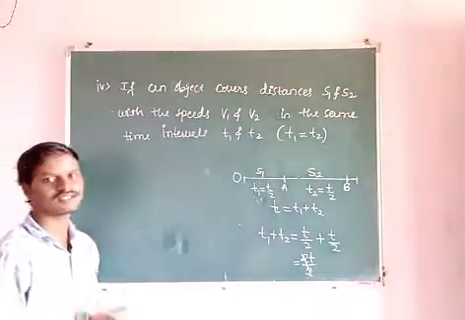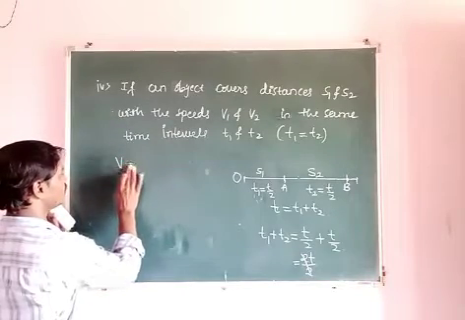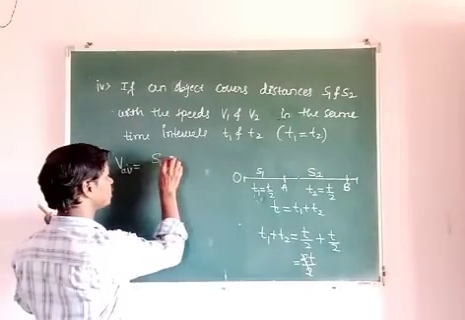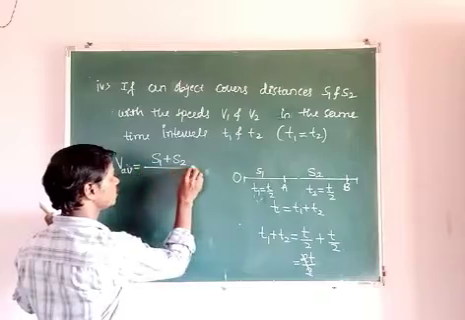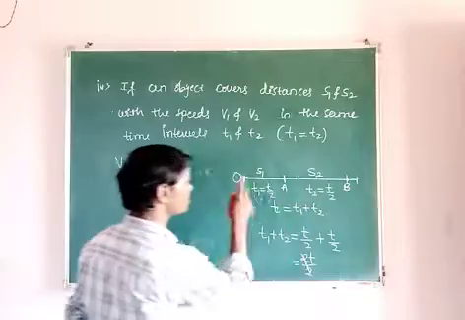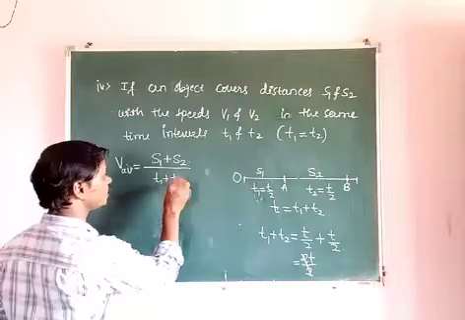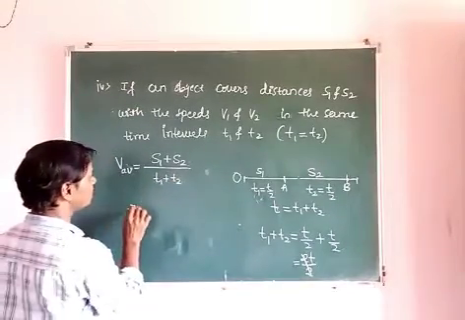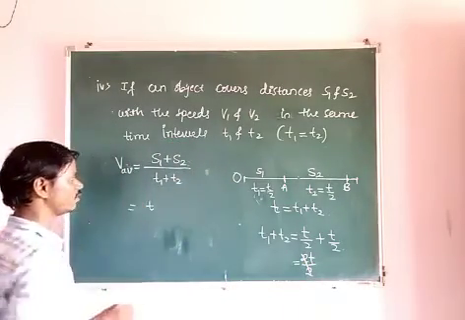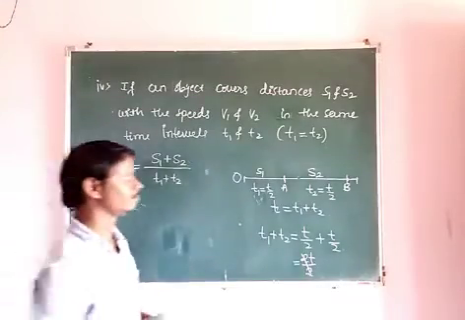Okay. Then how to find the average speed of the object? V average is equal to the total distance traveled by the object, that is S1 plus S2, divided by the total time taken by the object to cover the distance from O to B, that is T1 plus T2. T1 plus T2 is nothing but T. Then S1 and S2 can be written in terms of speed and time.